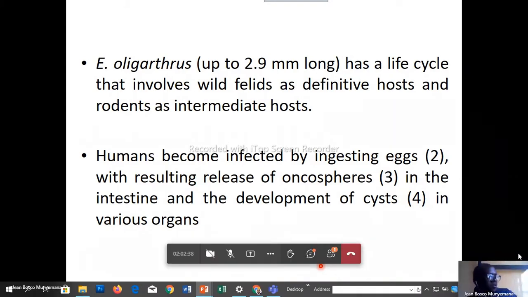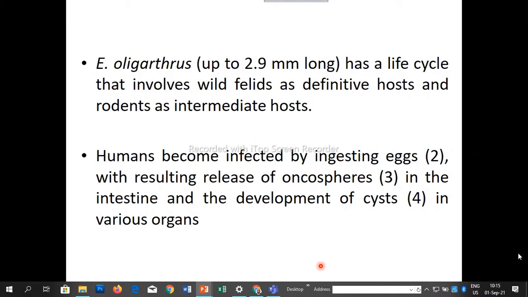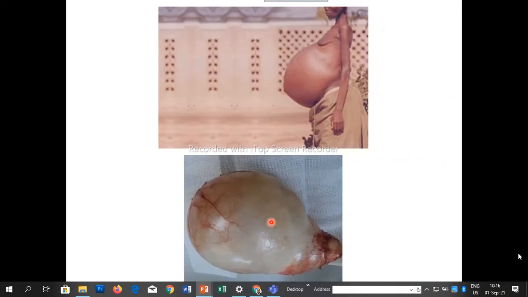What is most important is the human being, whereby the human being will develop a hydatid cyst in the body. This is also Echinococcus oligarthrus, which has a life cycle that involves cats as definitive host, rodents as intermediate. Humans become affected by ingesting eggs, which results in release of oncospheres, then the oncospheres in the intestine will develop into cysts in the various organs. This is a typical person with a very big belly. Hydatid.